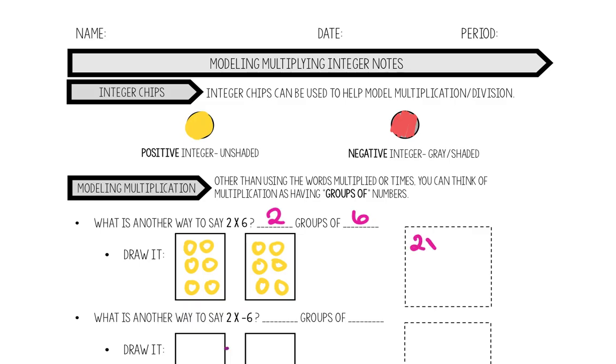So to write this, we could write this in multiple ways because we can write multiplication in different ways. We could say 2 times 6 equals 12. We can use it with a dot, 2 times 6 equals 12. Or with parentheses, 2 times 6 equals 12.